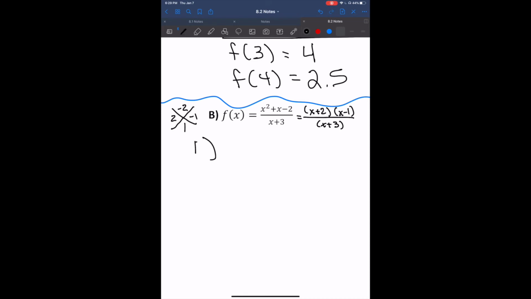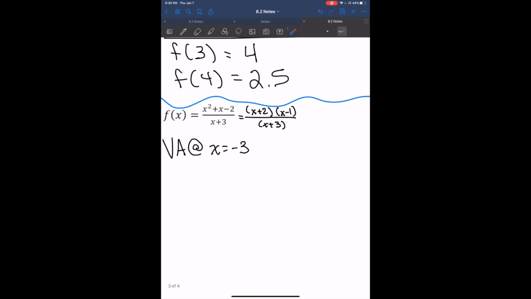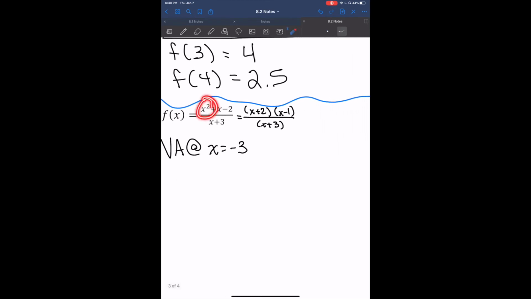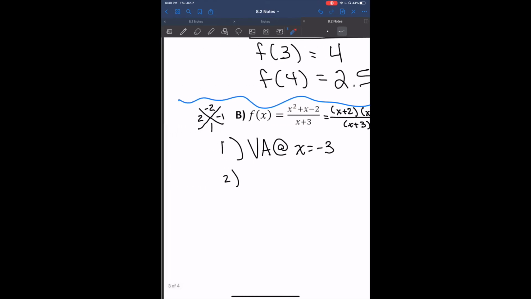Okay, now nothing canceled out, so I know I'm not going to have any holes. All I have is a vertical asymptote at x equals negative 3. Now, step 2, horizontal or slant asymptotes. Based on the degree, it is greater on top than it is at the bottom, so we need to perform division.